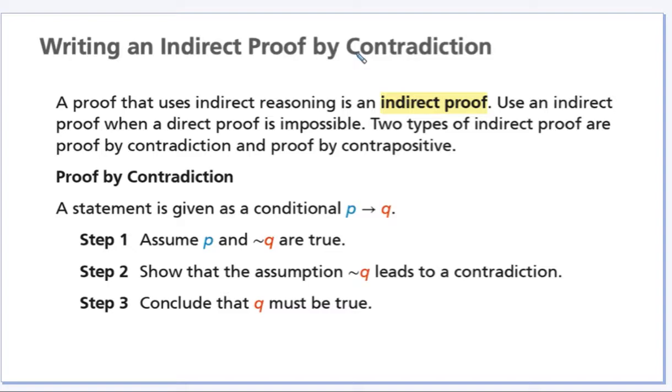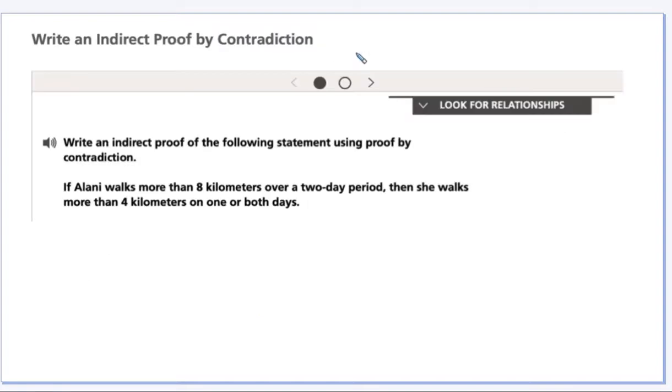A statement is given as some conditional, P implies Q, or if P, then Q. The first thing to do is to assume that P and not Q are true. You then need to show that the assumption, not Q, is going to lead to some sort of contradiction. So then we would be able to conclude that Q must be true and not Q is false. So let's take a look at an example.